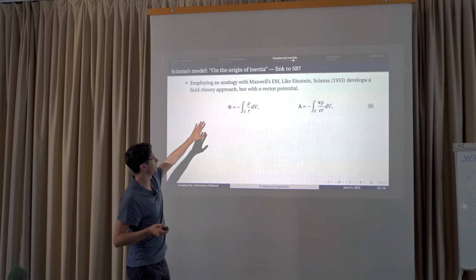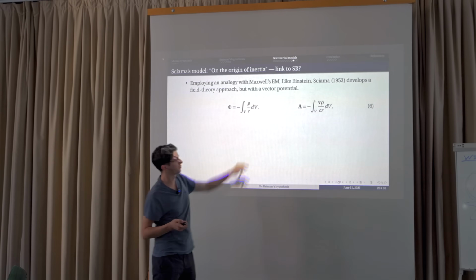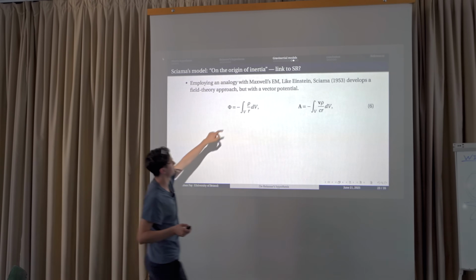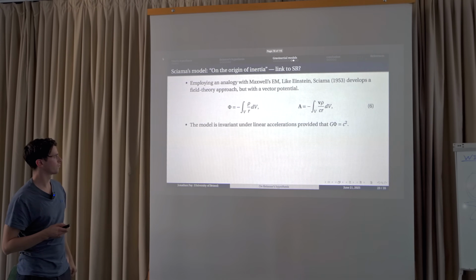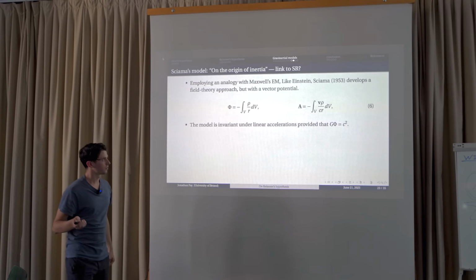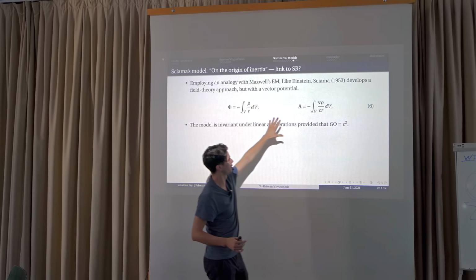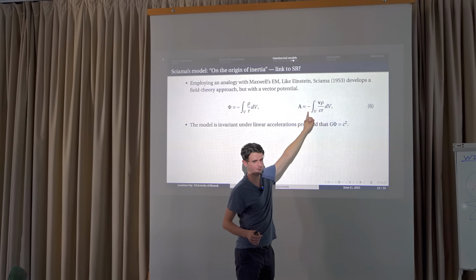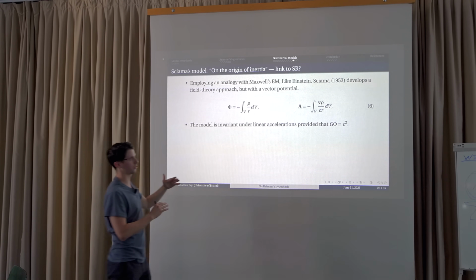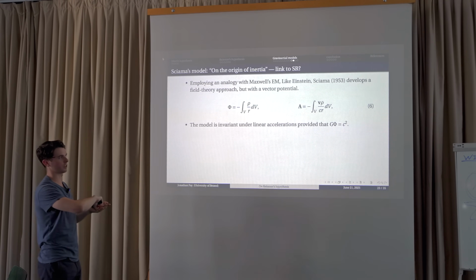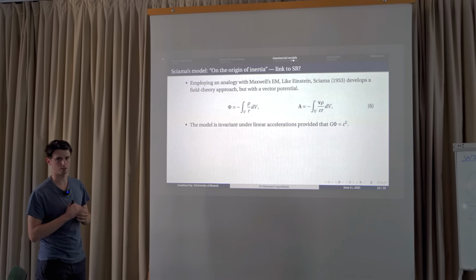What he does is work with an analogy with Maxwell's electromagnetism. So these are the potentials for Maxwell's theory. And if you simply consider these densities as mass densities, then you get Sciama's model. The model is invariant under linear accelerations, provided that this expression holds. You can see that quite simply, because if you accelerate your entire universe, this will cause the rate of change of A to have a particular value, which then produces an acceleration on a body that's within this field. So it's a different kind of approach. He's not working with the Lagrangian, but it also kind of works.